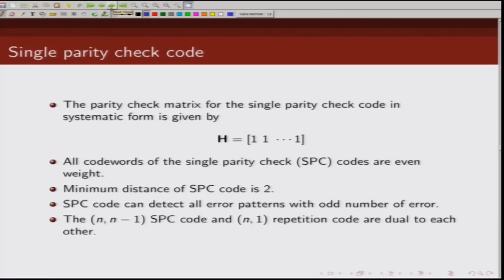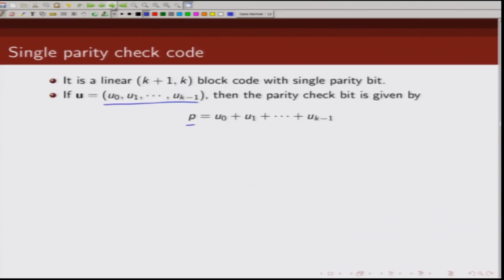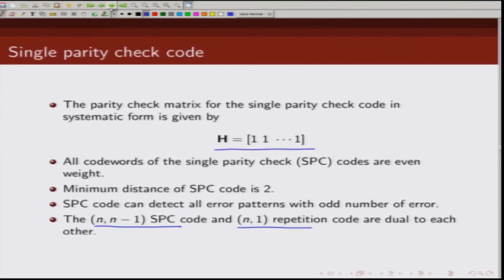And it is not very difficult to see that single parity check code and repetition codes are dual to each other. You can see that the parity check matrix of the single parity check code is the same as the generator matrix of the repetition code, and similarly the parity check matrix of the repetition code is the same as the generator matrix of the single parity check code. And you can check the dimension of the single parity check code is n minus 1 and the dimension of the repetition code is 1. So, single parity check code and repetition codes are dual to each other.